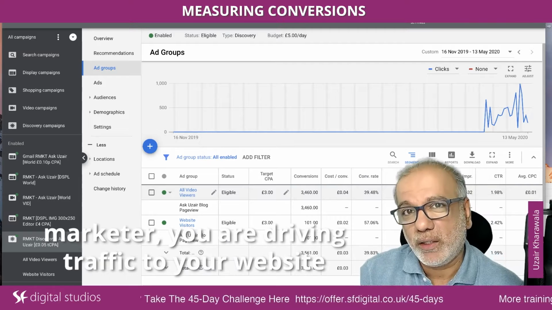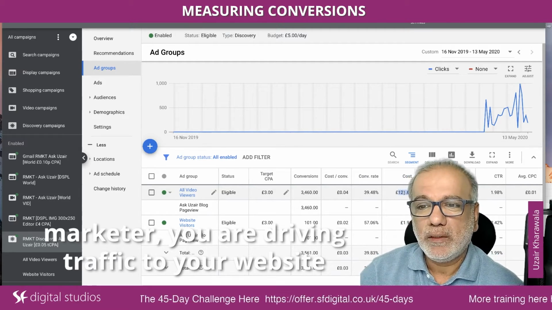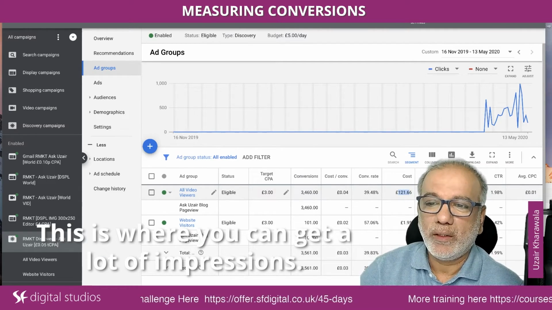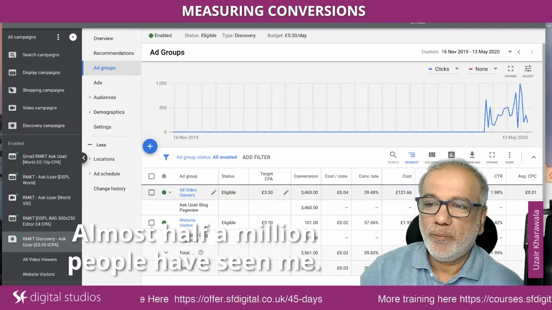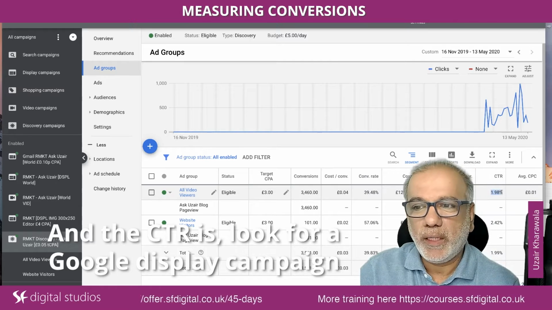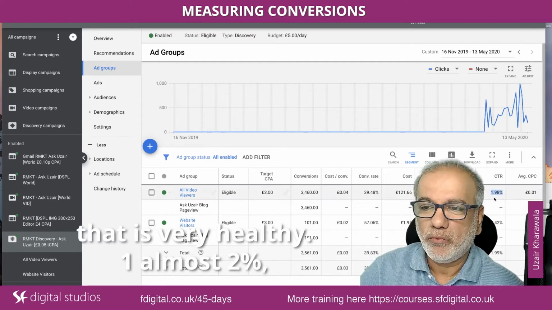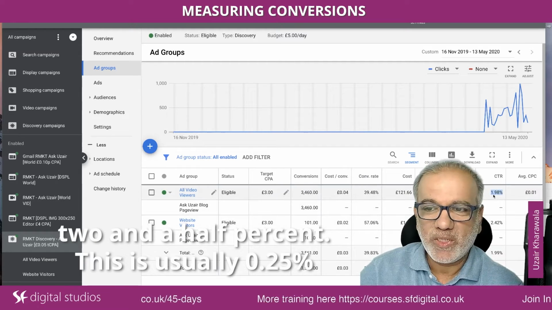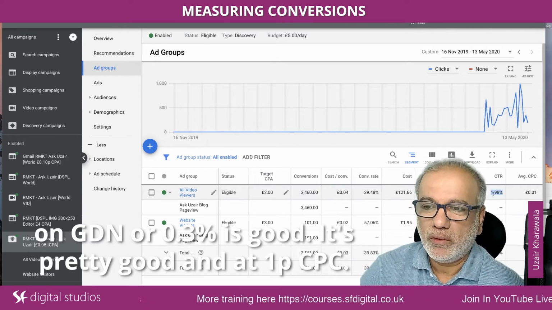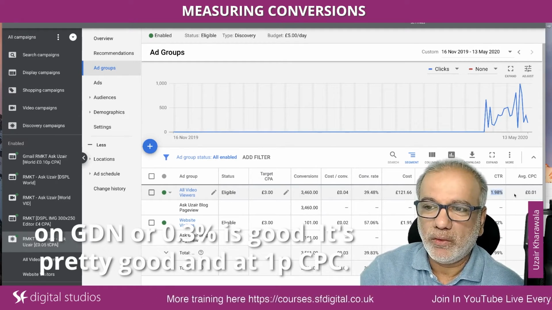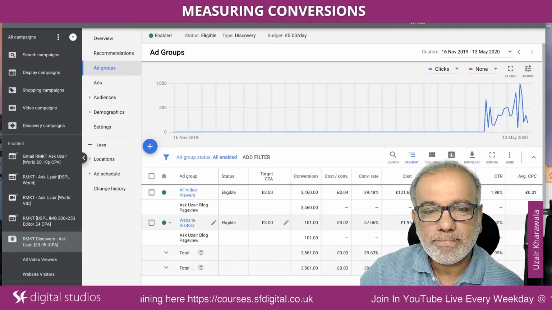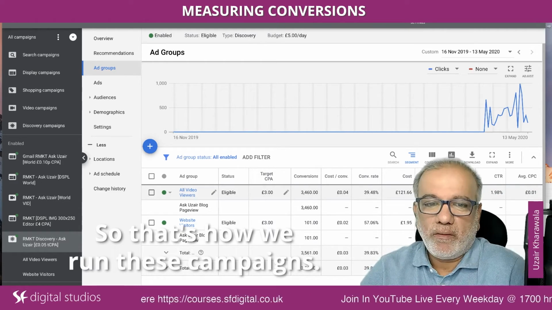Now, if you are an affiliate marketer, you are driving traffic to your website or landing page, this is how you do it. This is where you can get a lot of impressions. Almost 500,000 people have seen me. And the CTR is, look, for a Google display campaign very healthy. Almost 2%, 2.5%. This is usually 0.25% on GDN, or 0.3% if it's good. It's pretty good, and at 1p CPC. So that's how we run these campaigns.